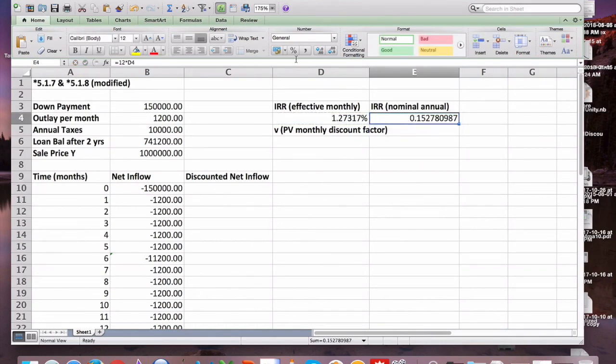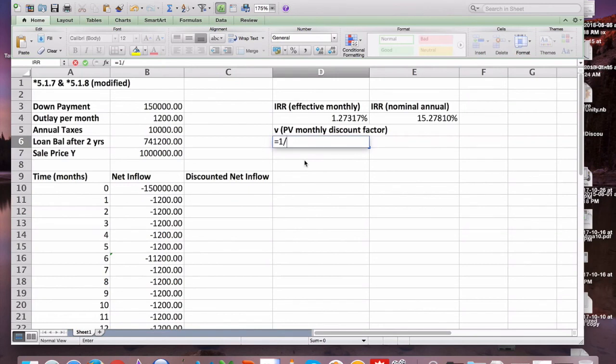As a decimal, you can click the percent button to change it to a percent and increase the decimal places like that. Let's also compute the present value monthly discount factor, V. The formula is 1 over 1 plus I, like I showed you. I is the yield, the IRR, in cell D4. I can just click on that, use parentheses. I'll get V. This is going to be a little bit less than 1, 0.9874. I can convert that to a percent and increase the decimal places if I like.